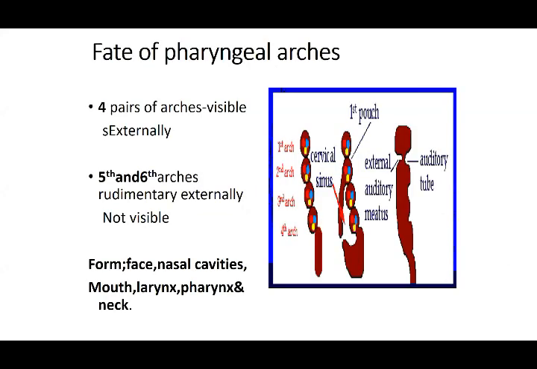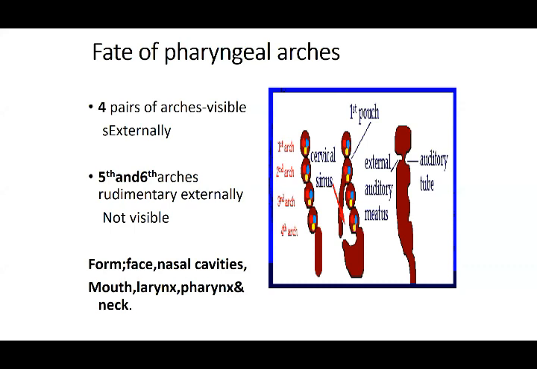Then there are the pharyngeal arches. These pharyngeal arches are the central component, having their own mesenchyme. You see the red portion with the artery, nerve, and vein inside, which has its own formation of different structures. There are four pairs of arches externally visible. The fifth and sixth arches are very small and rudimentary, and externally they will not be seen. So basically, four arches are going to give rise to certain structures.